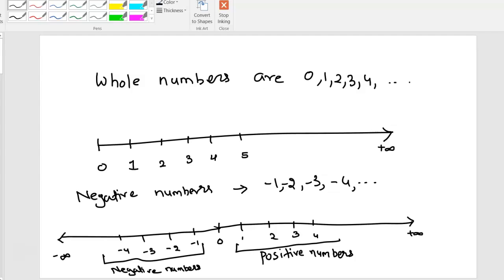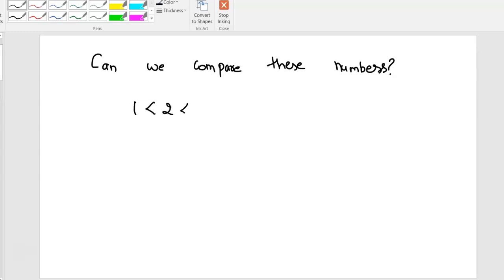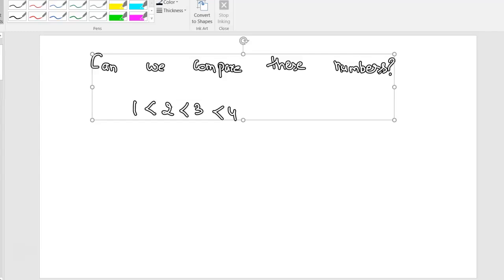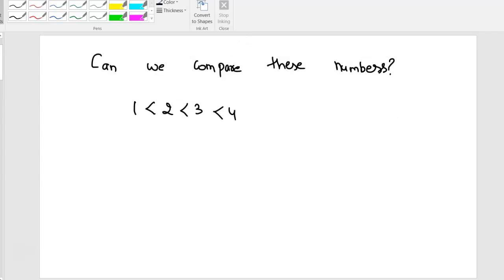So can we compare these numbers? Next question is, can we compare these numbers? We know that 1 is less than 2 and less than 3 and then less than 4, right? First, let's see the, just a second.